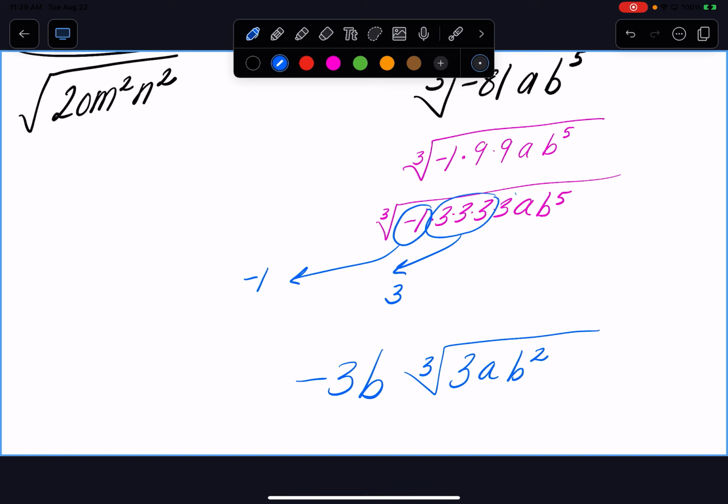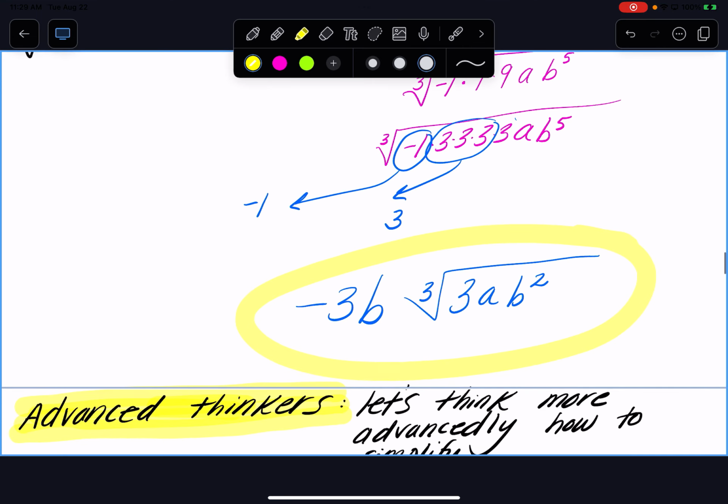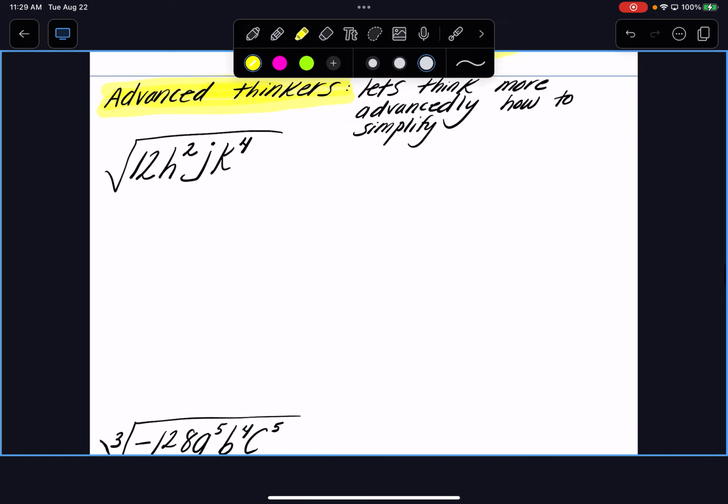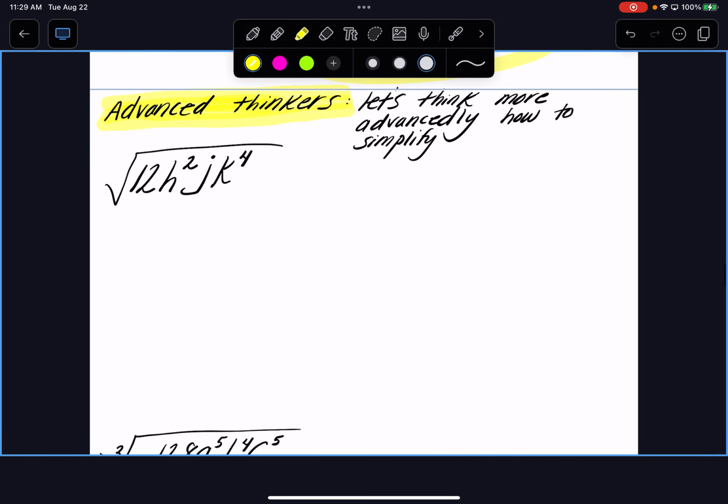Okay, what do you guys think? Are you ready to see my answer? Here's my answer. Negative 3b cube root of 3ab squared. I'm so proud of myself right now. Yes. Okay, good? Okay, let's keep practicing.